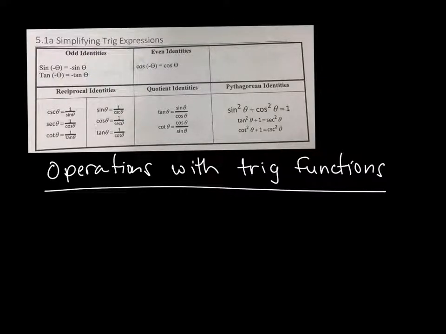This is 5.1, simplifying trig expressions. So we're going to go ahead and start, and above us we have the odd identities, the even identities, reciprocal functions, quotients, and the new ones are the Pythagorean theorem identities.